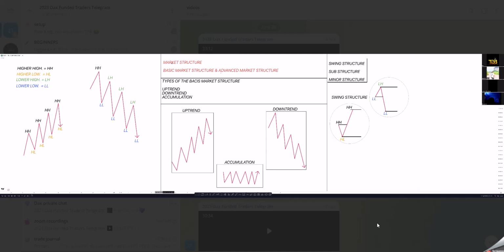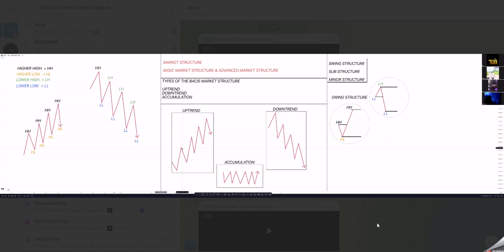So the market structure, right? We have different types of market structure. We have the basic market structure, and we have the advanced market structure. So this week on our first call today, we'll be discussing the basic market structure, right? We're starting from there. When it comes to the basic market structure, if you recall, I talked about the uptrend, downtrend, and accumulation.